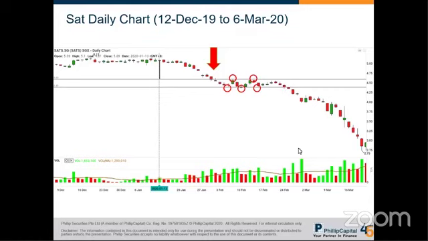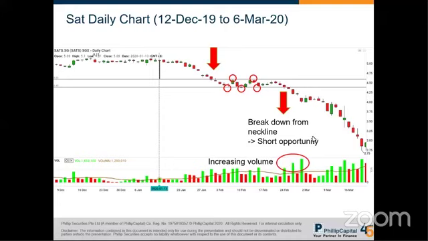Subsequently they break down. You can see when they break down, there's increasing volume, so the price can go downwards. This is one pattern that you can look at: increasing volume, short opportunities. Then you want to set a stop loss, and you use this upper trend line as the stop loss.